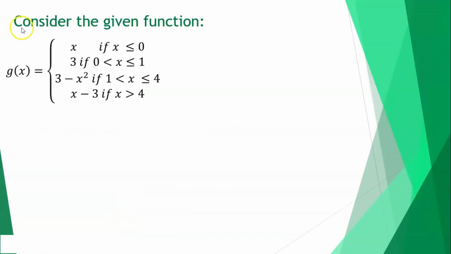Okay, now given this, consider the given functions. Actually, it's a function with 4 pieces in it. It is x if x is less than or equal to 0. It will be 3 if our x is greater than 0 but less than or equal to 1. Our function is 3 minus x squared if our x is greater than 1 but less than or equal to 4. And the function is x minus 3 if our x is greater than 4.